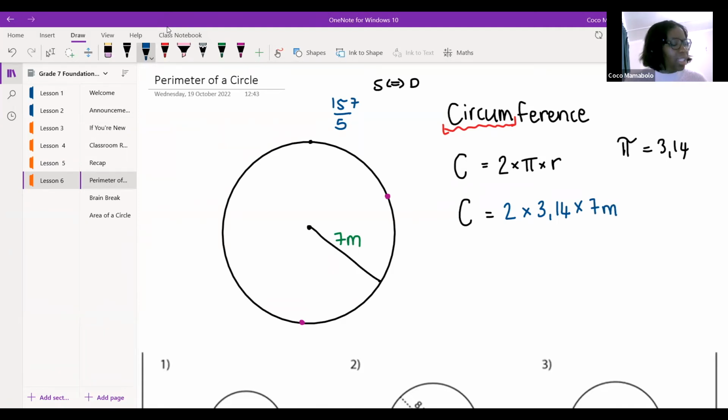Punch it into your calculator. Masichaba, tell me, what do you get? Therefore, and Nokwezi reminded me of my therefore, circumference is equal to 43.96. 43.96 what? Meters. What are my units? Meter. Don't forget the meter. You did that so beautifully. Thank you, my sweetie. I can always count on you. Well done.